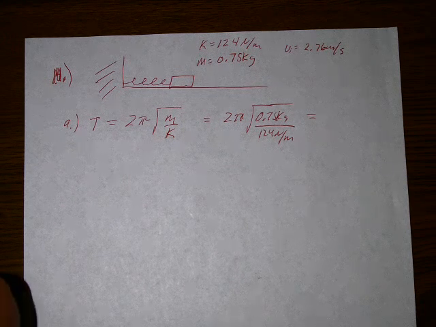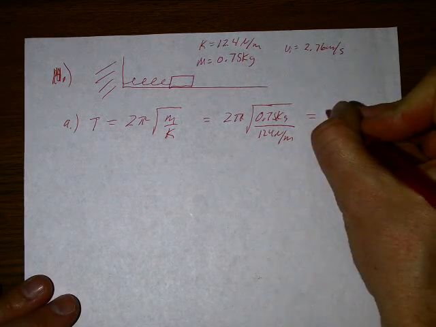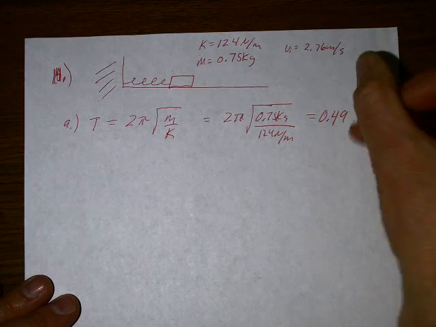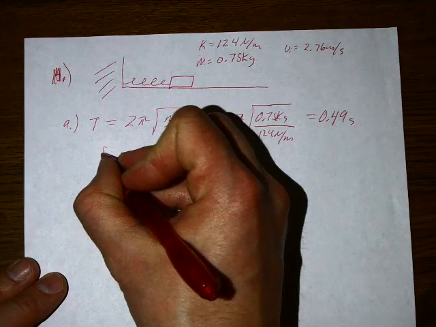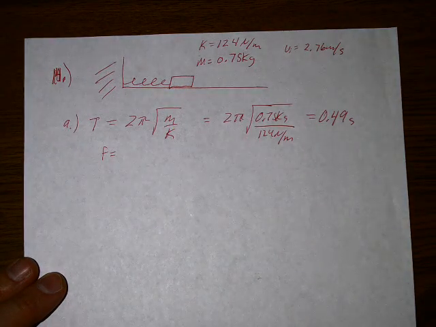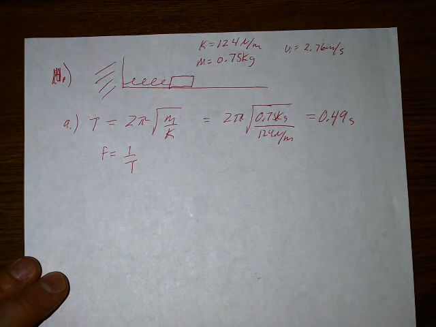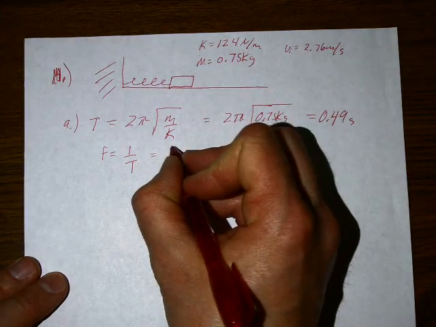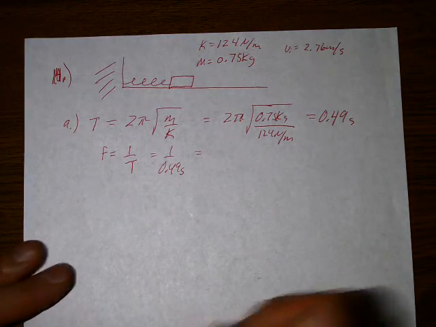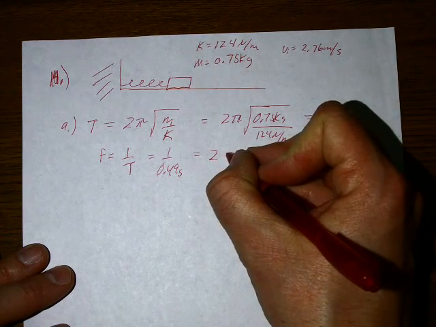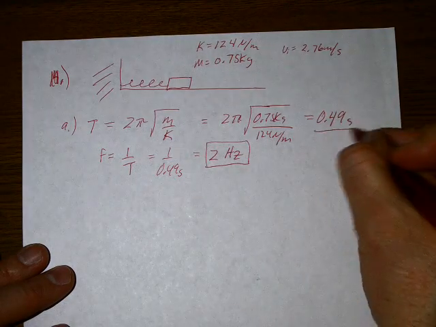I get that times 6.28-ish for 2 pi. I'm getting 0.49 seconds, so about a half a second. Then I remember that frequency is how frequently something's happening, how many cycles per second. So that's 1 divided by the time it takes for a complete cycle. So 1 over 0.49 seconds, and we're getting just about 2 cycles per second, which is the same as hertz. So there is part A.